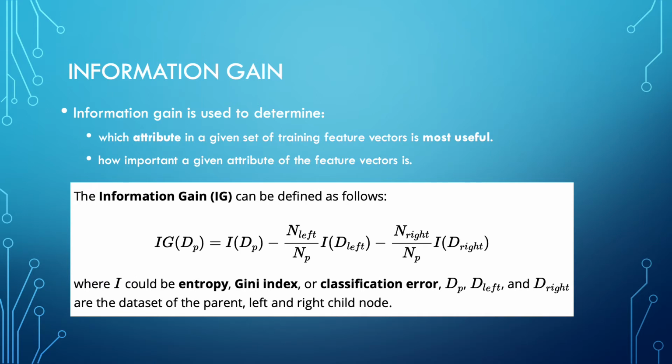Mathematically, the information gain is defined as the overall impurity measure minus the proportional impurity measure of the left node and the proportional impurity measure of the right node. In the formula, I is the impurity measure, which can be entropy, Gini index, or classification error, one of those impurity measures. D sub P, D left, and D right are the data sets of the parent, left and right child nodes.